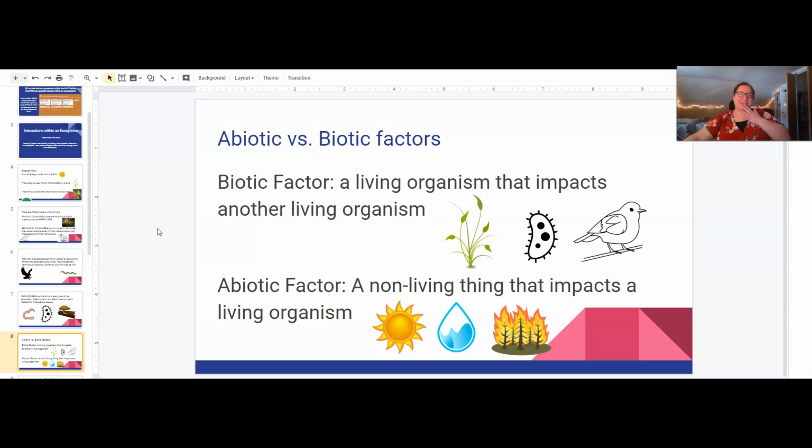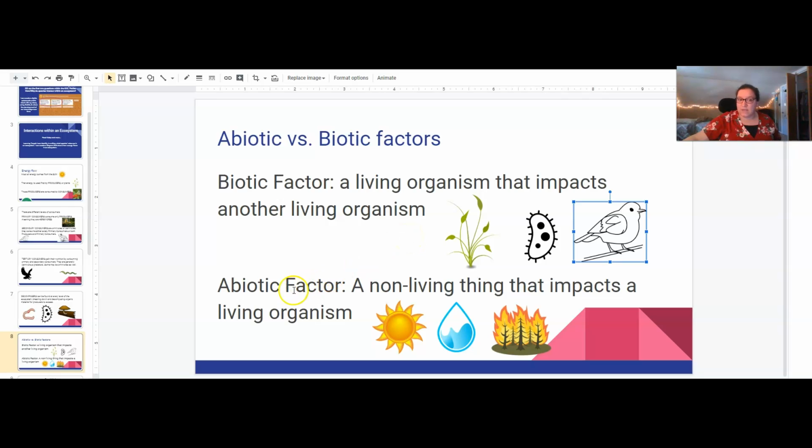Abiotic and biotic factors are two terms you're going to see a lot in this unit. A biotic factor is a living organism that impacts another living organism. So plants impact other living organisms because they give them someplace to live and something to eat. Bacteria decompose other organisms, so they impact living and non-living things, but they're biotic. And birds, same thing, they're impacting other living organisms by eating them, by competing with them. But it's a living organism that impacts another living organism in the ecosystem.